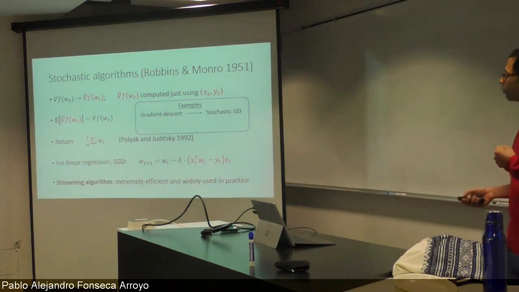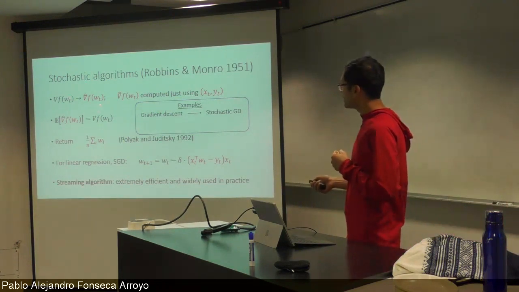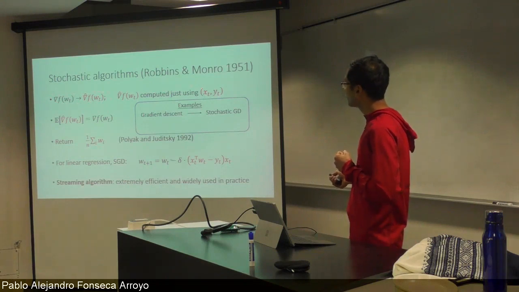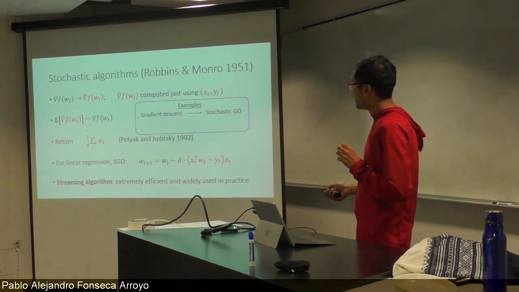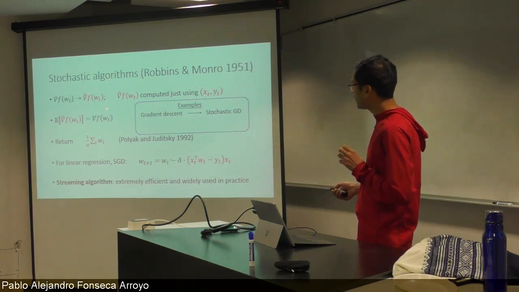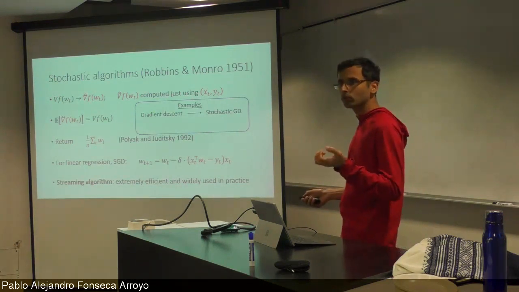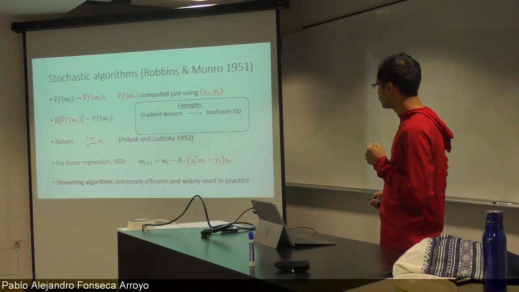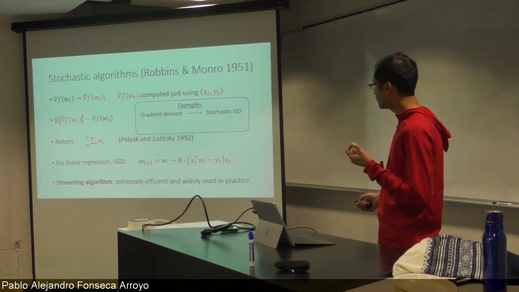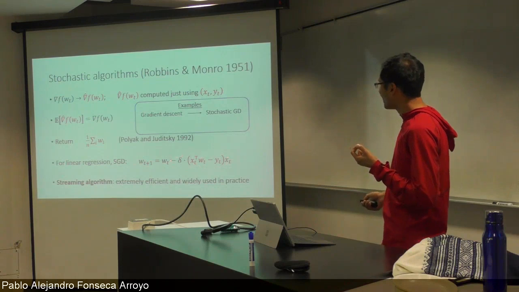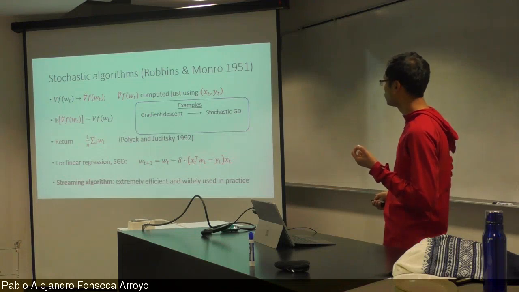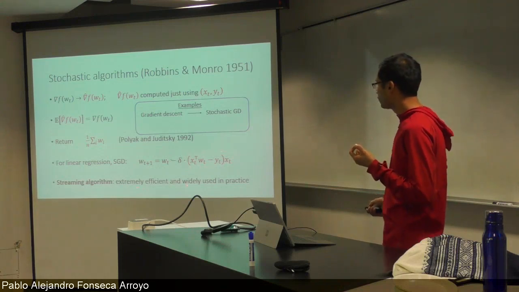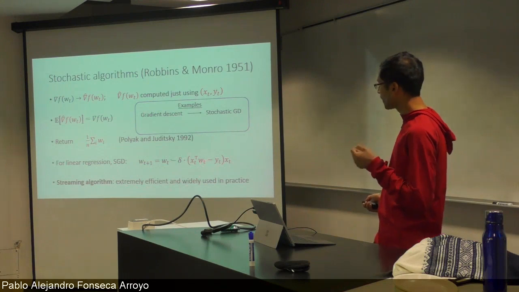What is the main idea? You take gradient descent, but replace the gradient with a stochastic gradient, where the stochastic gradient has been computed using just one particular data point (xt, yt). In expectation, the stochastic gradient is equal to the gradient, because this (xt, yt) comes from the same underlying distribution that you are trying to optimize over. For linear regression, the update takes a very simple form: the next iterate w_{t+1} is w_t minus delta times the stochastic gradient. It's extremely easy to compute the stochastic gradient, because you just compute this inner product and then do this linear update. Because of its extremely efficient nature, it's very widely used in practice.